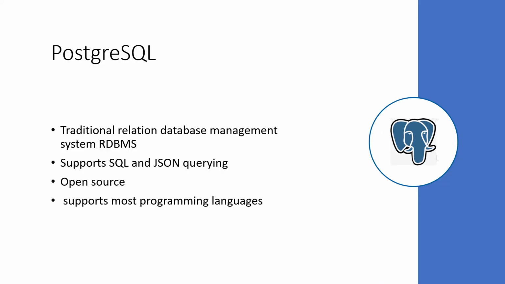But for our class, we're going to be talking about PostgreSQL. And Postgres is a traditional relational database management system, RDBMS is what it's known as. It supports both SQL and JSON querying. It's open source, which is really helpful because that means you don't have to pay as much for that. Well, actually, you don't have to pay at all. And it supports most programming languages. So the ones in particular it supports would be Python, Java, C#, C, C++, Ruby, JavaScript, only with Node.js, Perl, and Go and TCL.